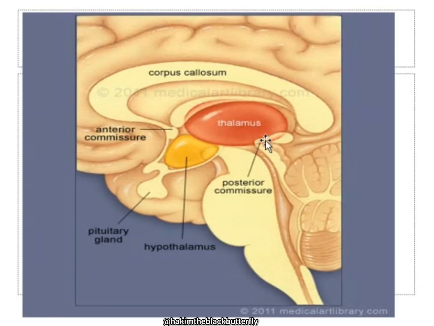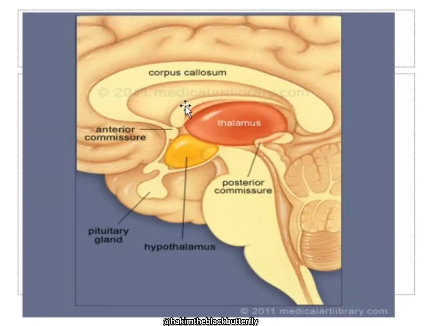And then here we are having our posterior commissure. These fibers within the posterior commissure connect the posterior aspects of the cerebrum from the right to the left and from the left to the right. And then our pineal gland, which is there. So these are the relations of the thalamus.